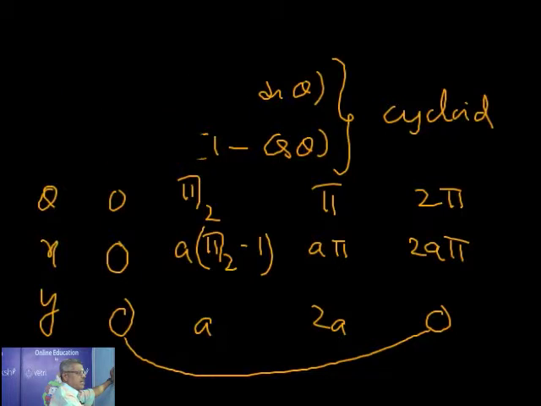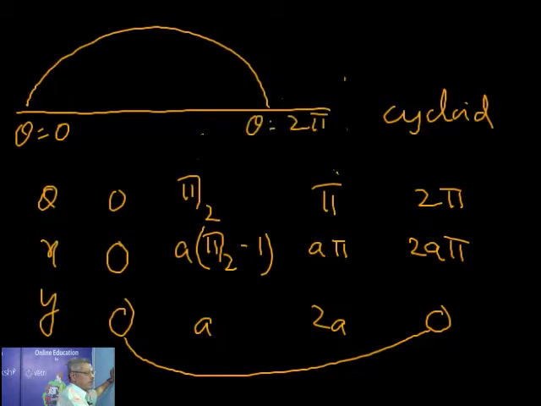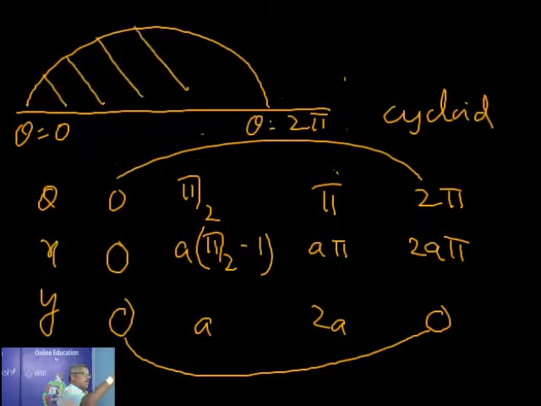Let us trace the curve. Here theta is equal to 0, here theta is equal to 2 pi. From this to this, y becomes 0. Y means height is 0, therefore it is on the x-axis. So this cycloid, take this area and rotate about the x-axis, and a solid is generated.